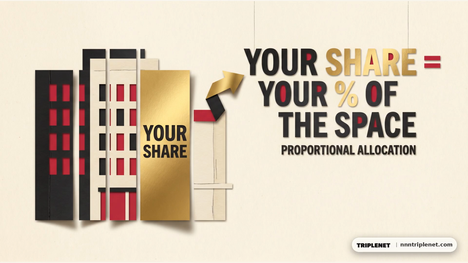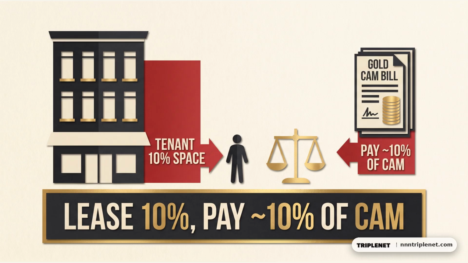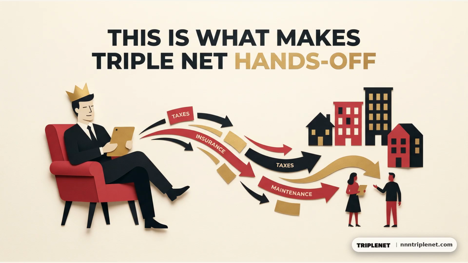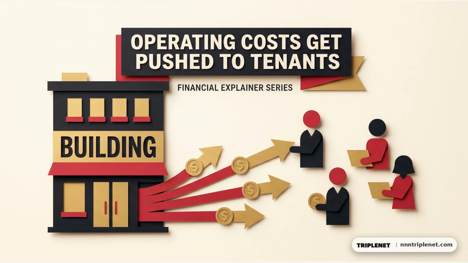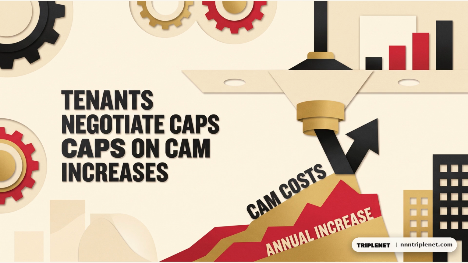In a triple net lease, the tenant reimburses the landlord for their share of these costs. Your share is usually based on how much space you occupy. So if you lease 10% of the building, you pay roughly 10% of the CAM. This is what makes triple net feel hands-off for the landlord. The property's operating costs get pushed to the tenants.